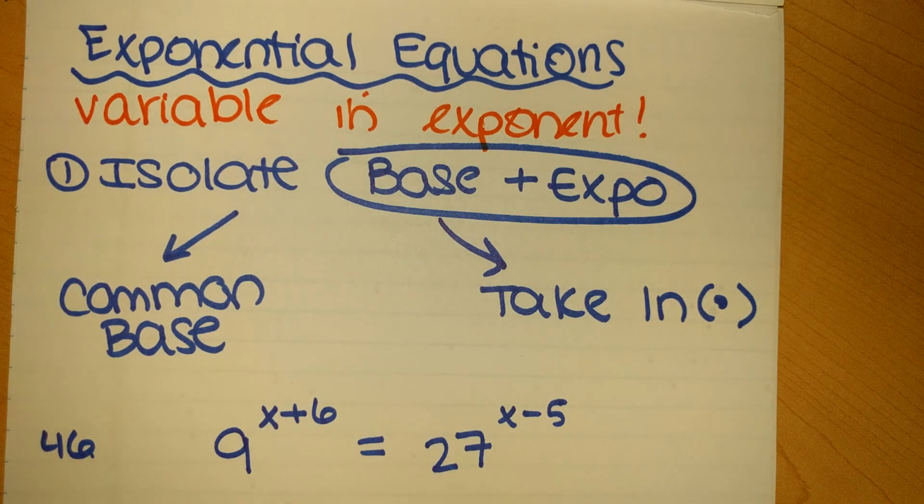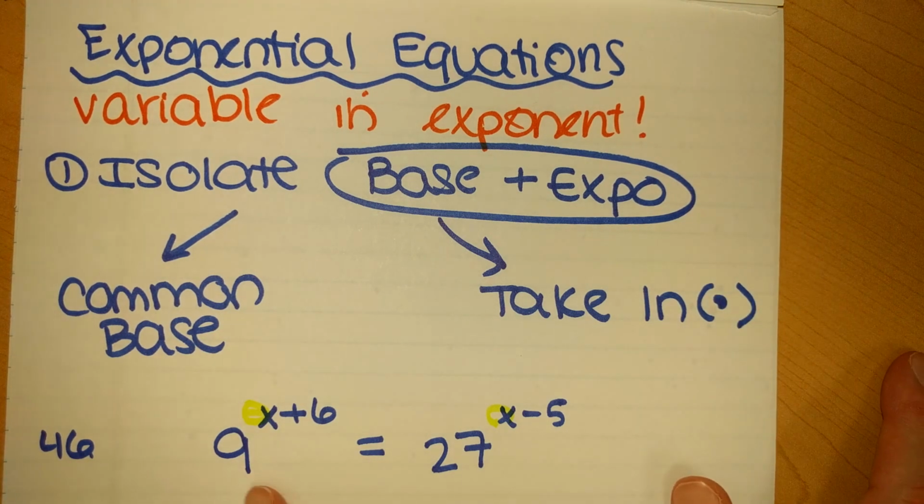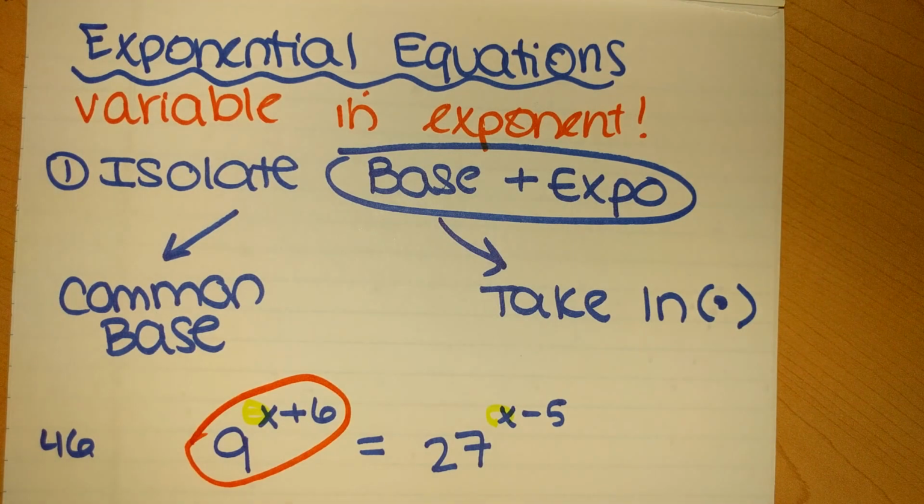my little variable is in the exponent here, so we have an exponential equation. We then want to isolate the base plus the exponent. So here my base is 9 and my exponent is the x plus 6. So that is an isolated base plus exponent. Same thing goes on the other side. We have an isolated base plus exponent.